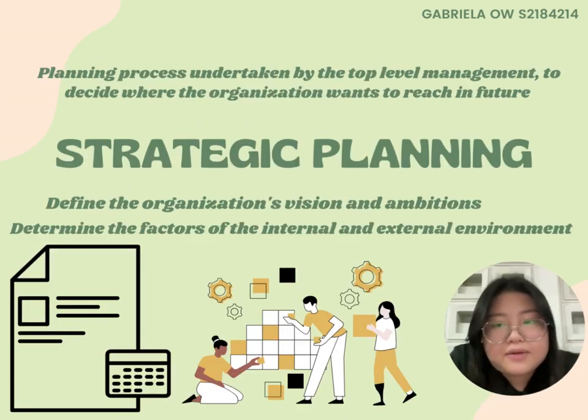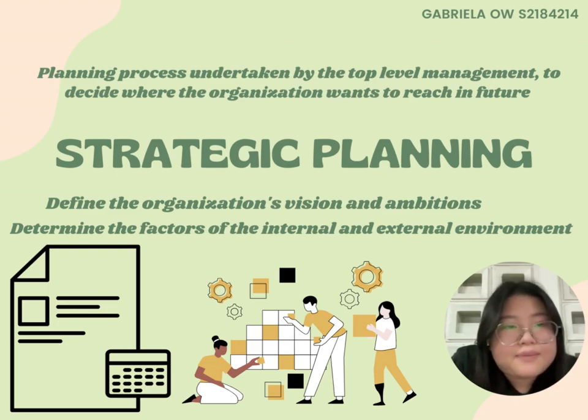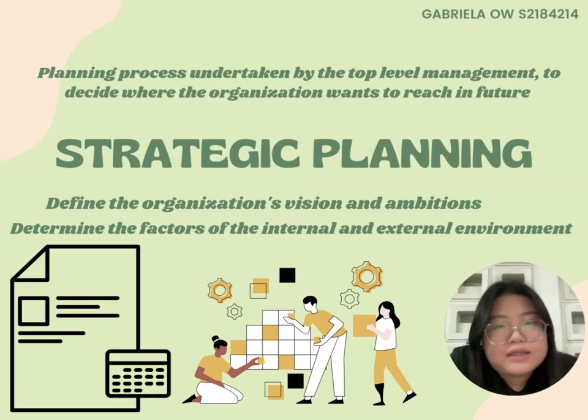Now I would like to explain what strategic planning is. Strategic planning is a planning process undertaken by the top-level management to decide where the organization wants to reach in future and what should be done to pursue the organizational vision, mission, and objectives. It is an analytical process which examines the micro and macro environment of business. The process is used to define the company's vision and ambitions, and set priorities to make a road that will lead the company towards its ultimate goal.